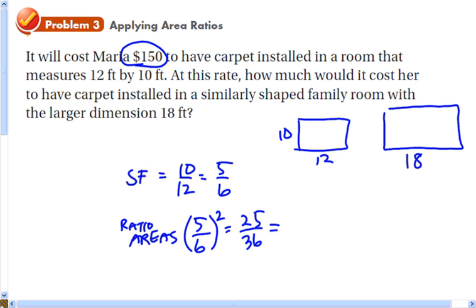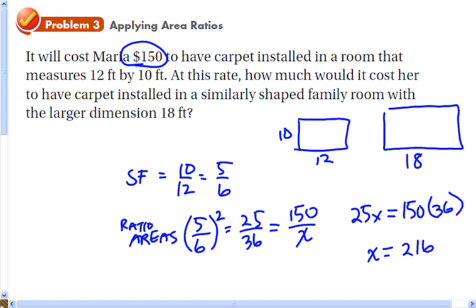And this cost of $150 is for the smaller room. So the cost for the larger room should be proportional to that. So I'm just going to write a proportion, 150 over x, x being the cost of the larger room. And using the cross products property, I get 25x equals 150 times 36. So I'm going to divide both sides by 25, and I get x is maybe exactly $216. All right, I'm going to let you try one of those.